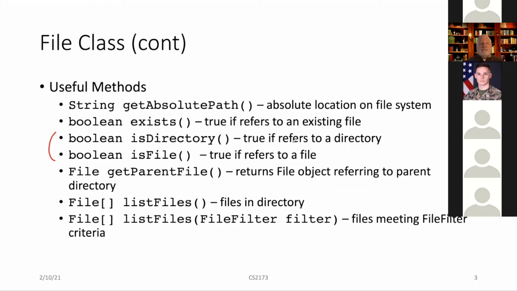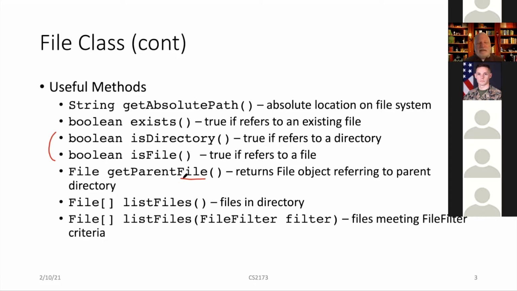Yes, the name can be confusing, thanks for pointing that out. A parent file: the file here does not refer to a file in the file system. It refers to a file object that refers to the parent directory. So if I have any reference to a file object, then I can get the file object referring to its parent directory with getParentFile. Does that make sense now?